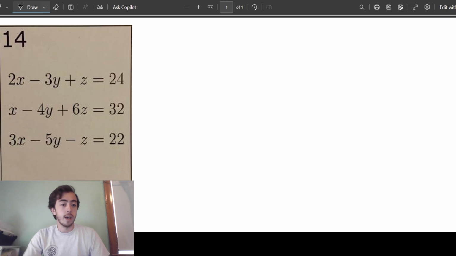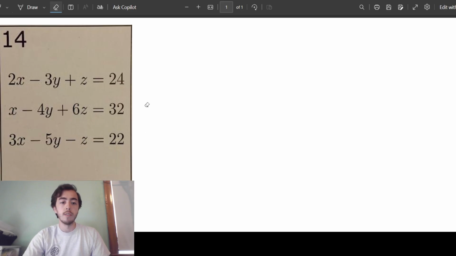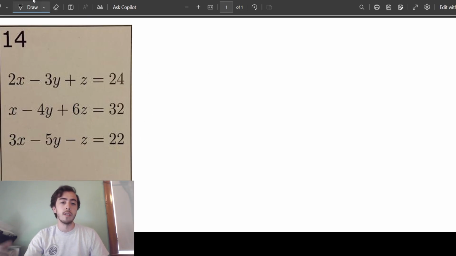So we have ahead of us a system of three equations with three unknowns. And typically, when the amount of equations you have matches the amount of unknowns, you can solve for all the unknowns. So I know that we're kind of set up for success here, and there is probably a solution out of this.